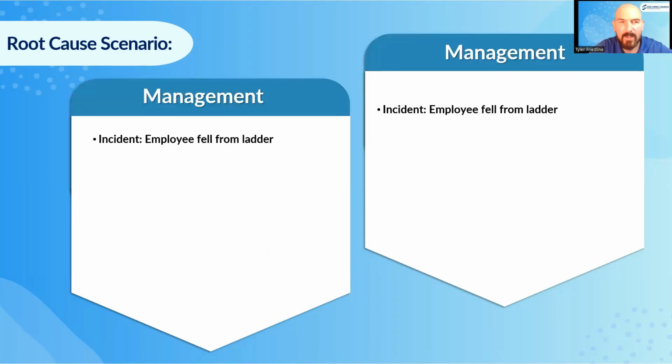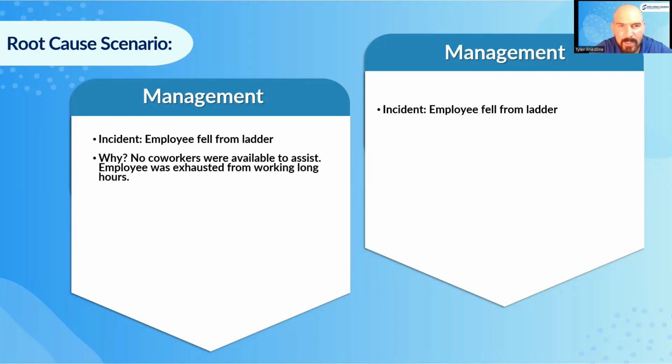On the management end, the employee fell from the ladder. Why is that? No coworkers were available to assist, and he was exhausted from working long hours. Why is that? Billy recently quit, and we've had trouble hiring people since COVID began. Why is that? Right? Again, we might not get anywhere useful. Perhaps you could, and you're on this and you get somewhere useful. I wasn't able to get anywhere useful.